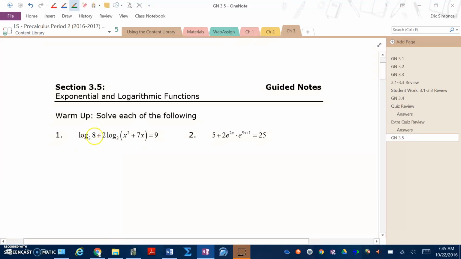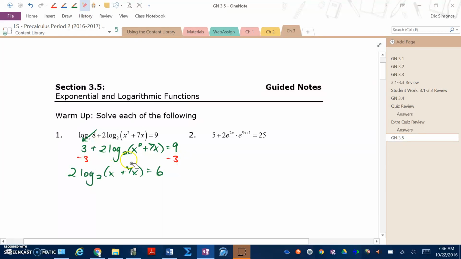I'm going to approach this a little bit differently. Because we see here that the log base 2 of 8 is something we can simplify, I'm just going to turn that really easily into 3, because 3 is the exponent. 2 to the what? Well, that's 3. 2 to the third is 8. So that then becomes this. We have 3 plus 2 log base 2 of the quantity x squared plus 7x equals 9. I'll subtract 3 from both sides, and I'll end up with 2 log base 2 of x squared plus 7x equals 6.